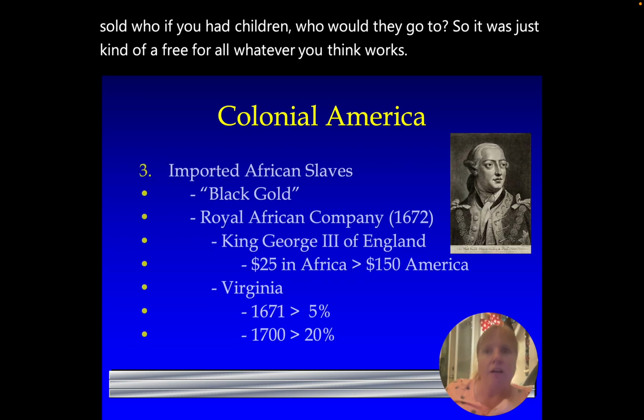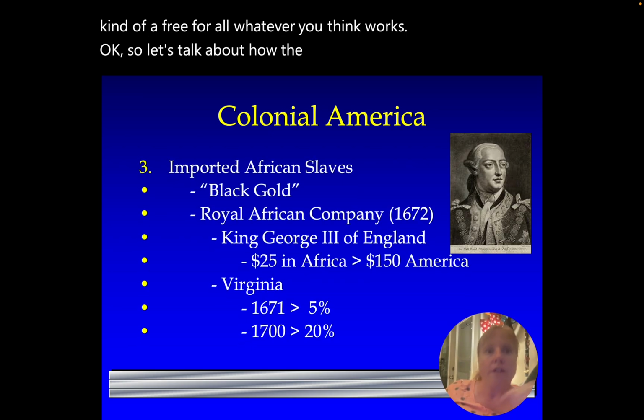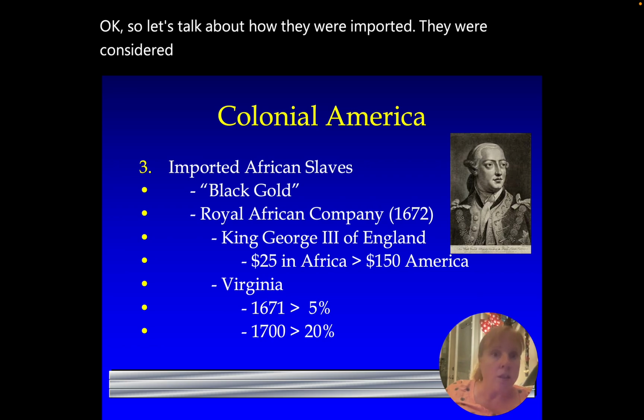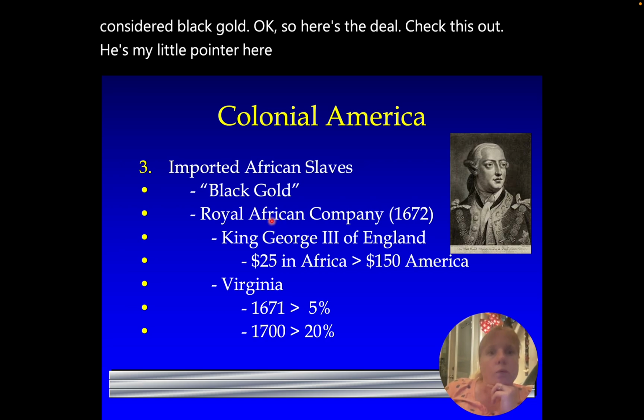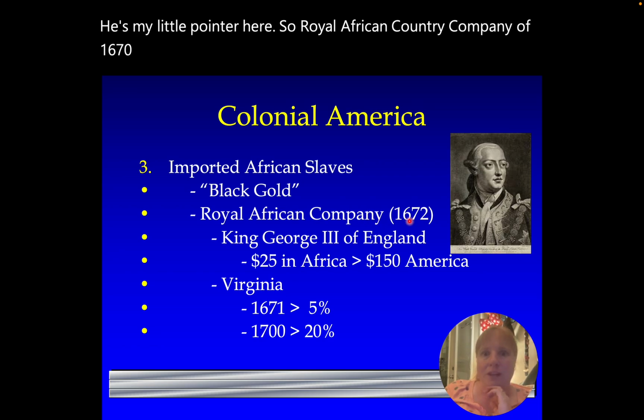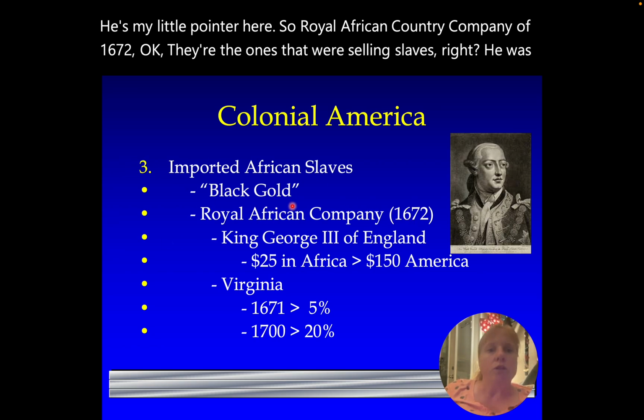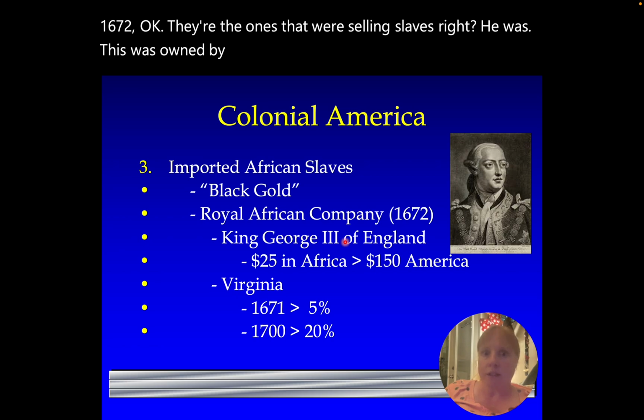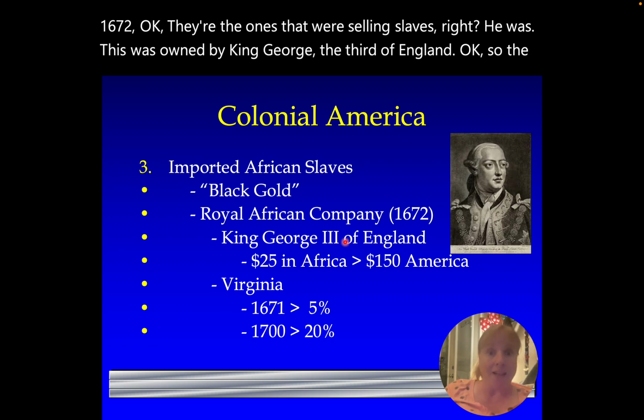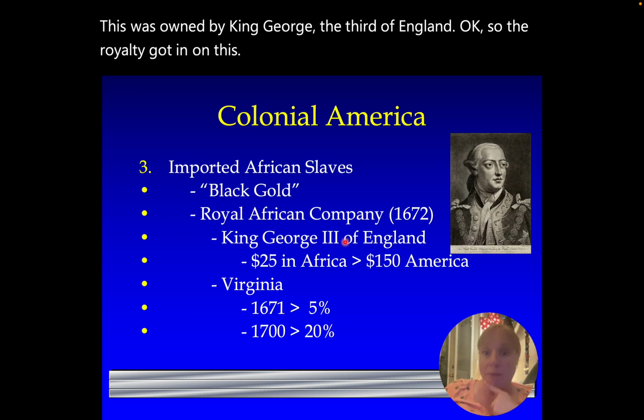Okay, so let's talk about how they were imported. They were considered black gold. Okay, so here's the deal. Check this out. Use my little pointer here. So, Royal African Company of 1672. Okay, they're the ones that were selling slaves, right? This was owned by King George III of England. Okay, so the royalty got in on this and they were making money.